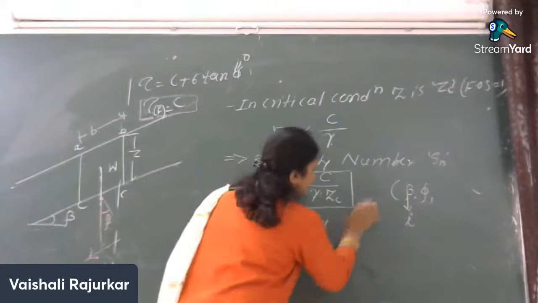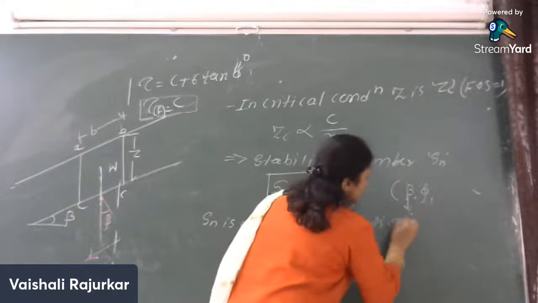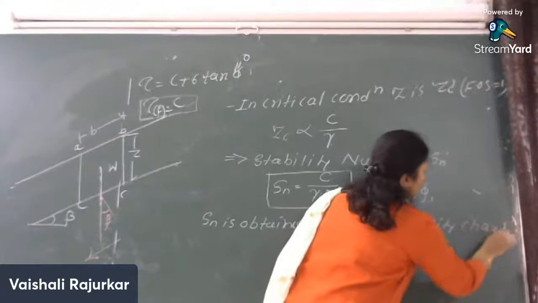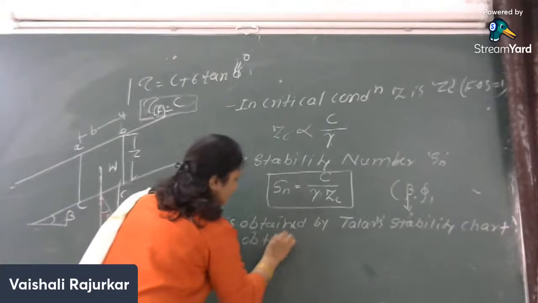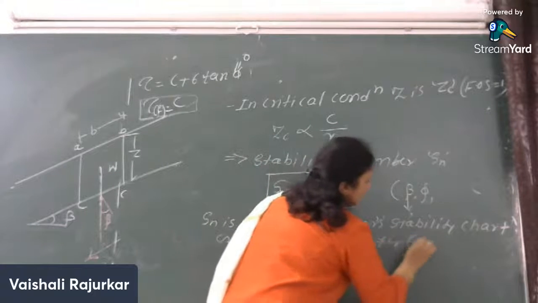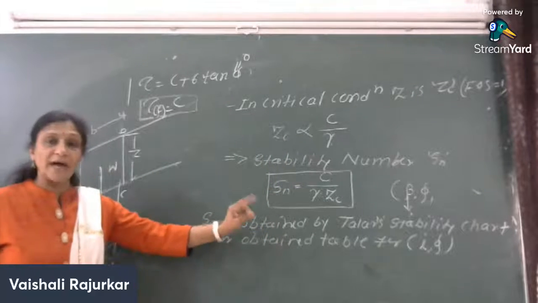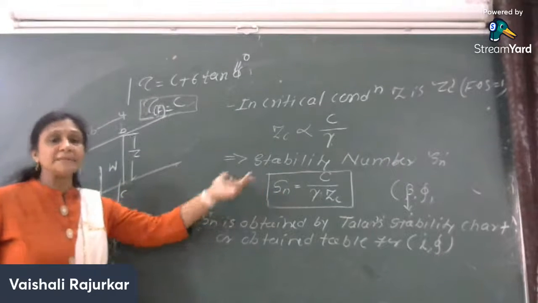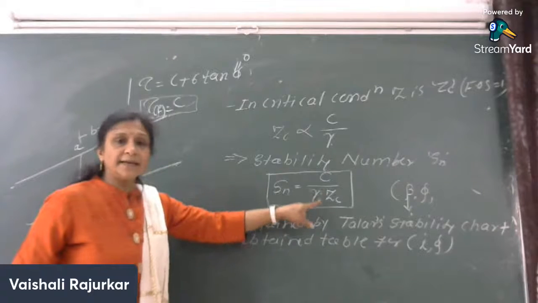by Taylor stability chart, or obtained by Taylor for different values of I and phi. So once you get the value of I and phi, you just refer to the table and you will get the value of Sn. Many times in the equation, the I and phi will be given and C and gamma are also given.